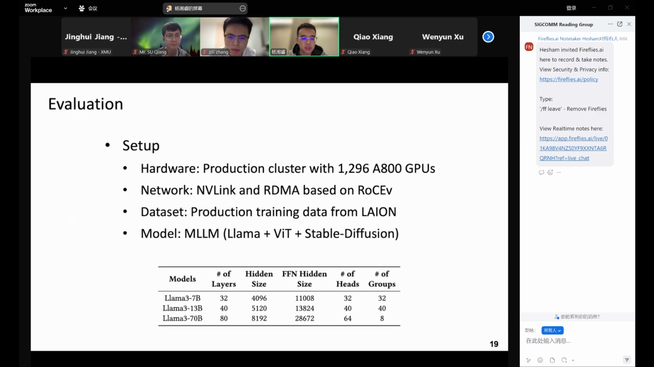To evaluate DistTrain, this work conducts evaluation using a large-scale production-level setup. The experiments run on a substantial hardware cluster consisting of thousands of GPUs interconnected with a high-performance network utilizing both NVLink and RDMA. For training data, it uses a production dataset from LAION.